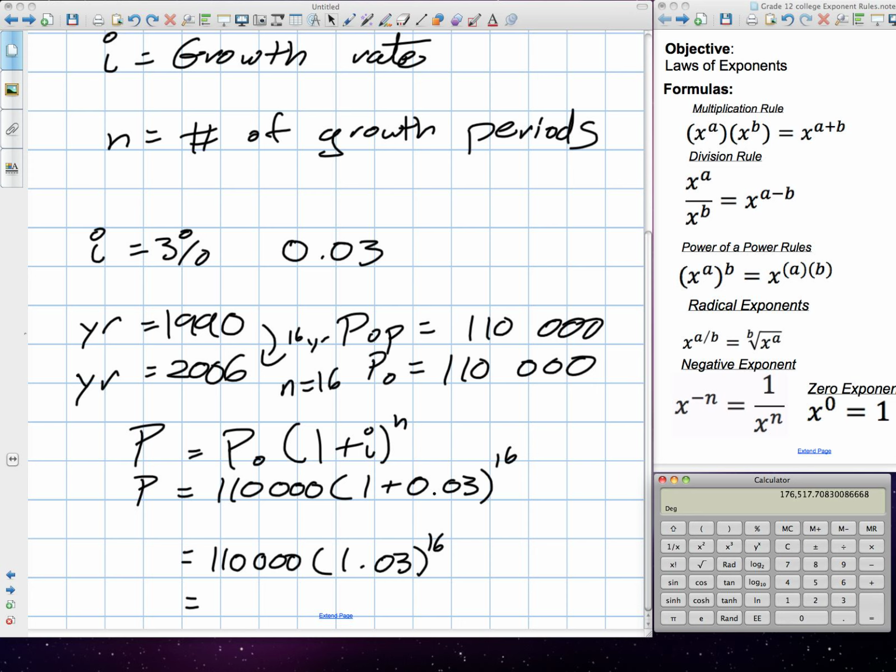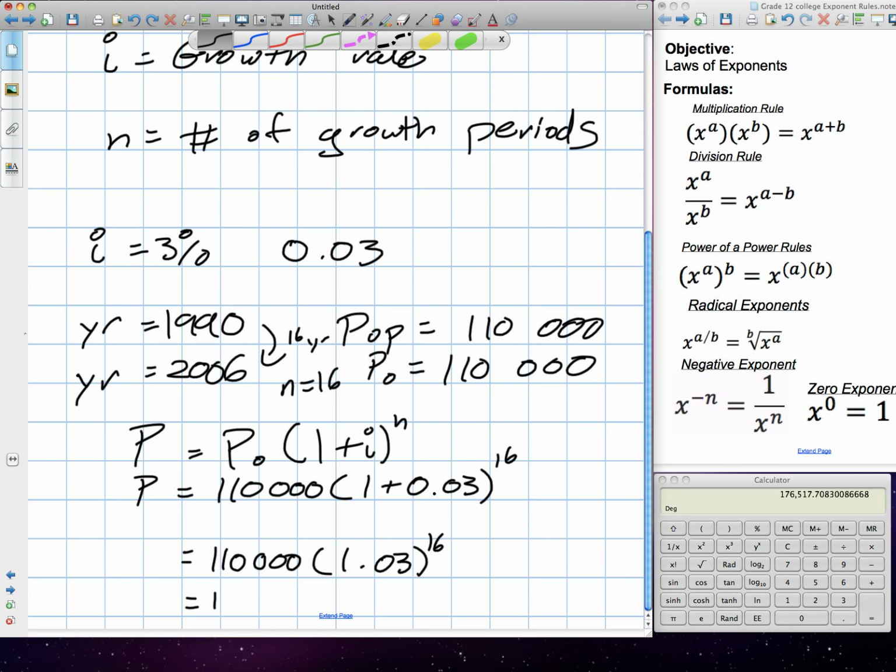So it gives us 176,517. Now this is a population, so 0.7. We don't really have a 0.7 of a person, so we're going to just round it down. No, we're not going to round it up. We're just going to round it down.